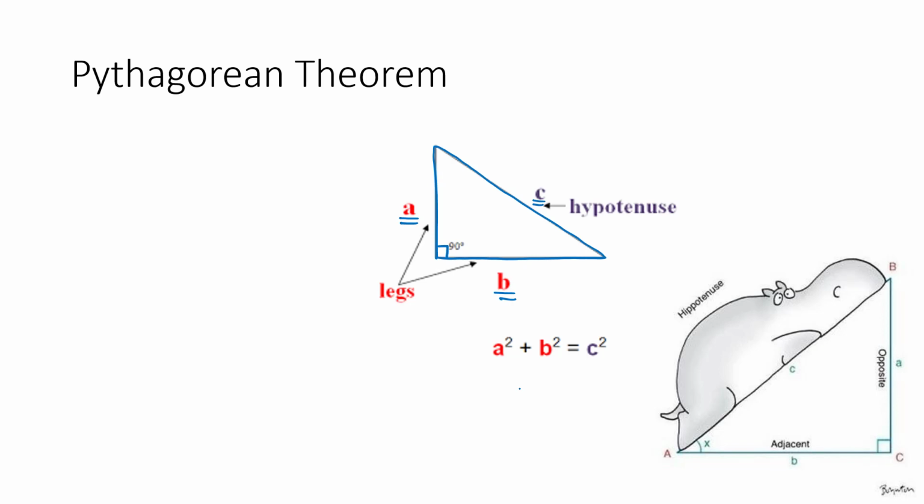And then the other two sides are the legs. The two short sides go on the left side of the equation, the long side on the right side of the equation. A squared plus b squared equals c squared.